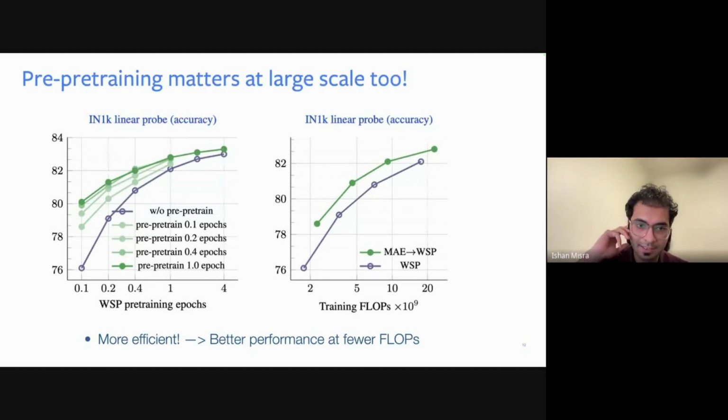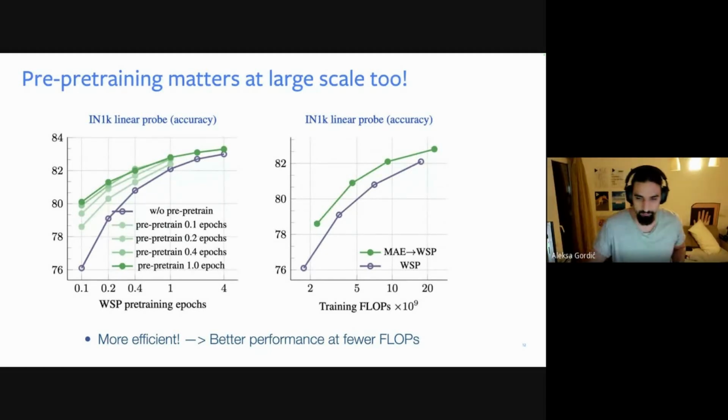Yeah, so I think this slide kind of answers that. So we do a multi-epoch, but basically within the first epoch. Over here you see the number of pre-training epochs. Within the first epoch, you are able to get most of the benefit. Thanks.